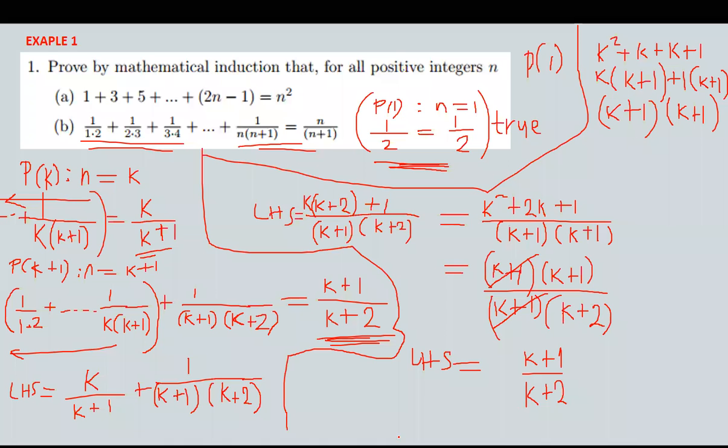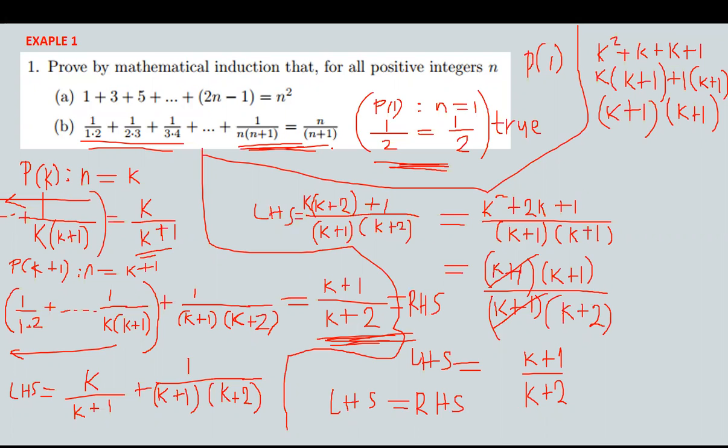All right, so what I was saying was, if you look at the left-hand side that we have found here, the left-hand side is just equal to our right-hand side. So our right-hand side is just this part, this expression there. And this right-hand side is just equal to the left-hand side, which implies that this formula that we have here is valid for all positive integers of n. So this is how simple mathematical induction is.